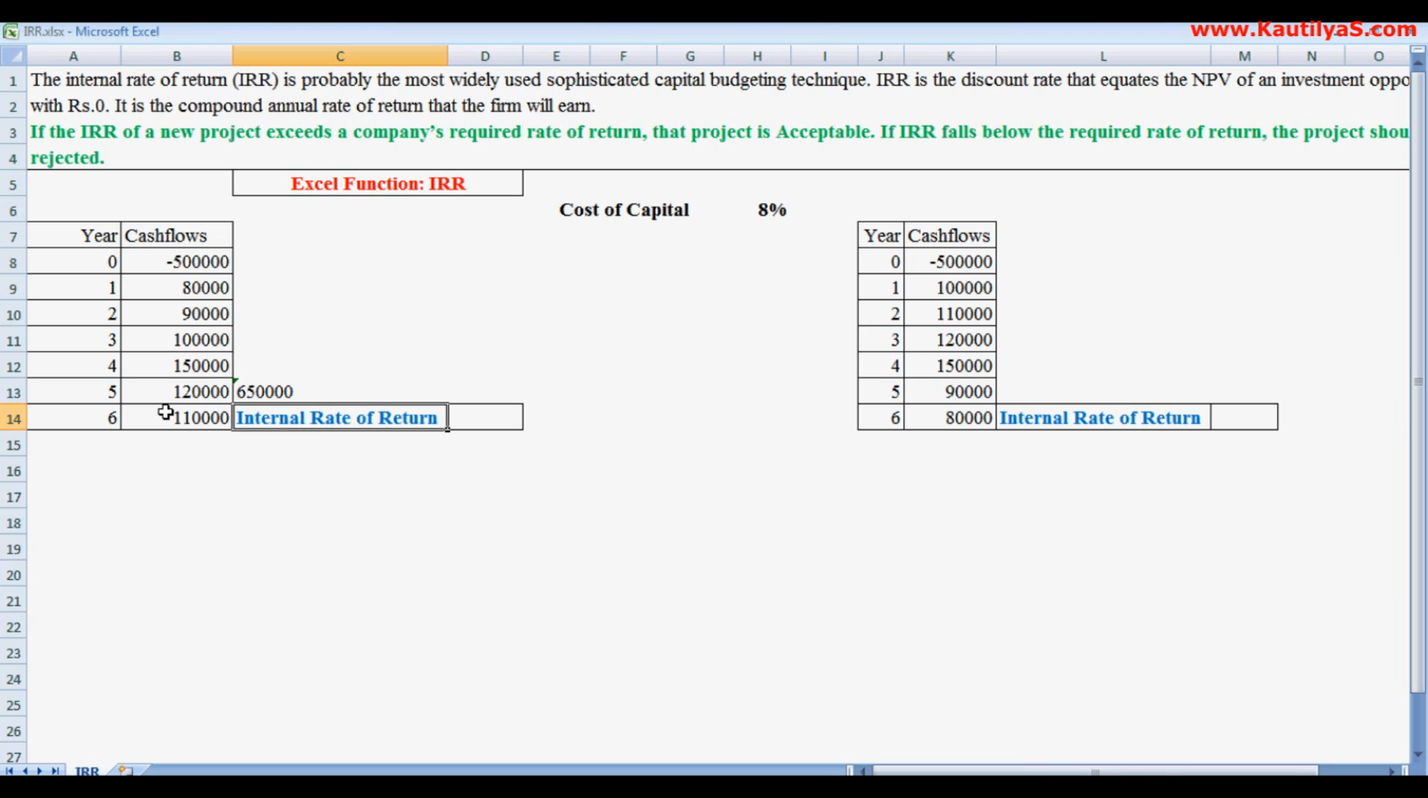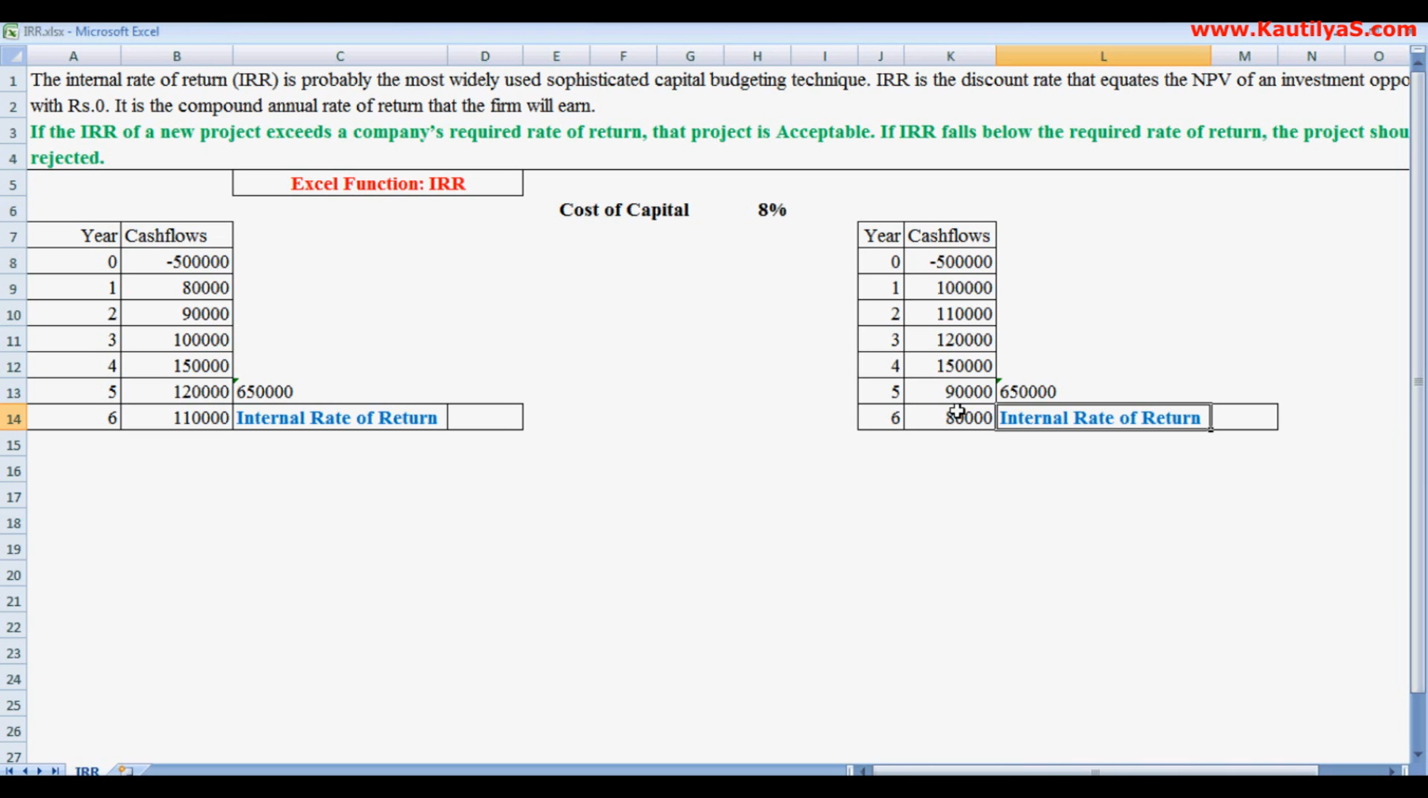Our cash inflows from project A are 6,50,000, and we look at project B, equals sum. Here also our cash flows are 6,50,000. Both projects' non-discounted cash flows are 6,50,000. But what happens with the discounted cash flows?